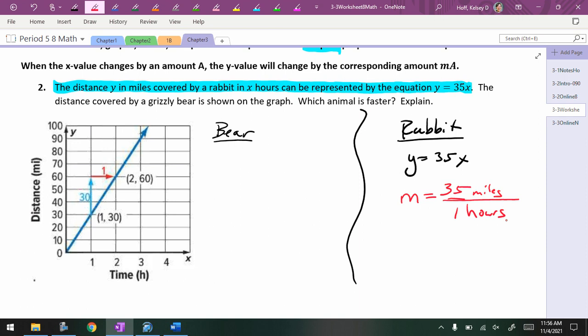I need to compare it to the bear. The easiest thing to find the slope is to have 2 points. Well, that was kind of them. They gave us 2 points. 1 comma 30 and 2 comma 60. Find the slope.